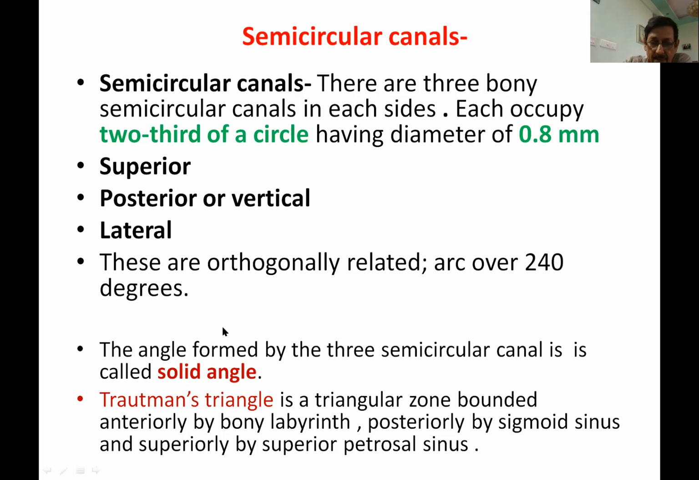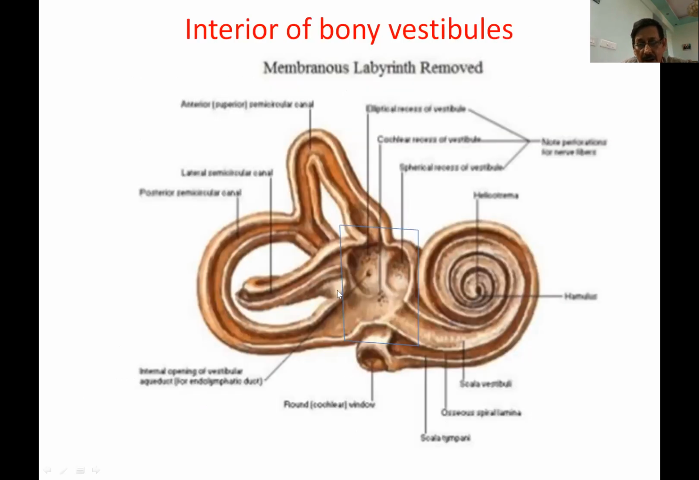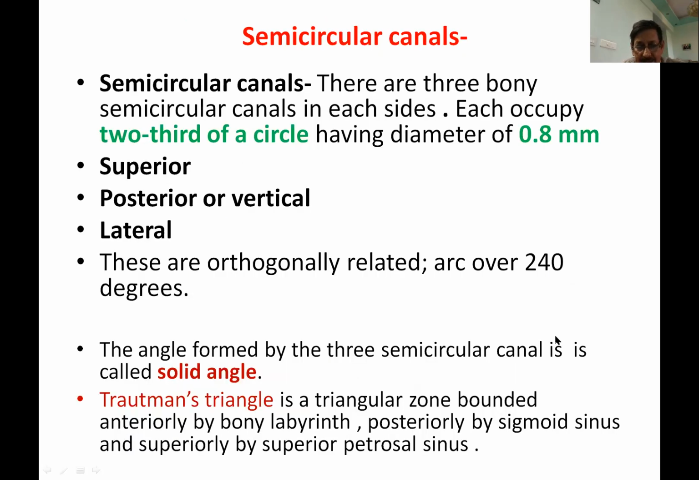The angle formed by the semicircular canals is known as the solid angle. That is, the solid angle is actually not an angle. It is a core of bone between the three semicircular canals. So between the angles of the semicircular canals, this is the semicircular canal, and this is the solid angle, the core of bone in between the three semicircular canals.